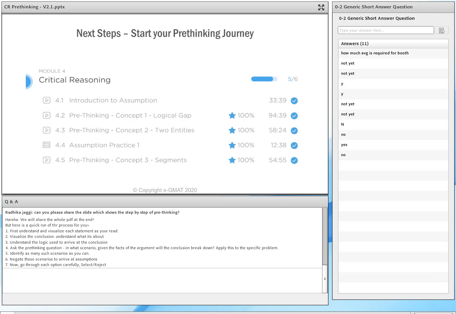If you're not an e-GMAT student, go through these files. If you're an e-GMAT student, go right from the very beginning: go through the premise and conclusion files, go through the inference module, and then you go through the assumption module also.